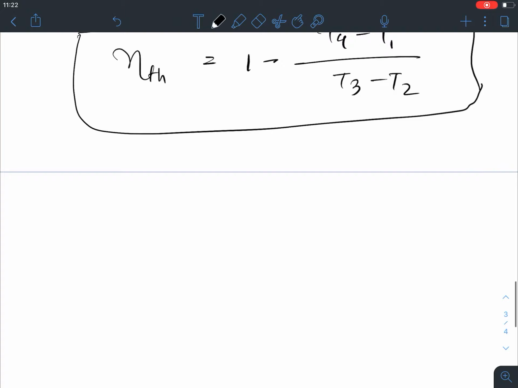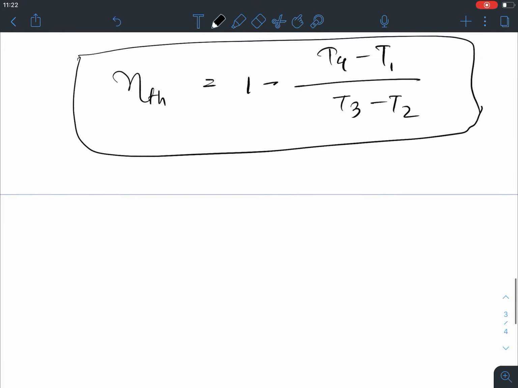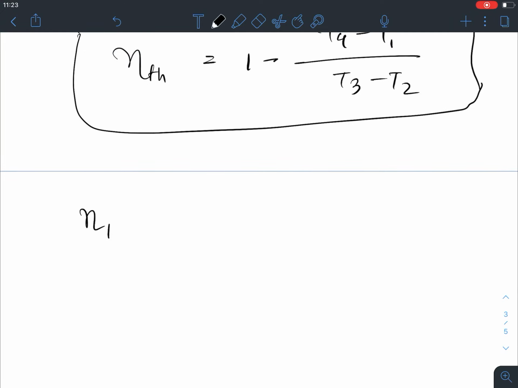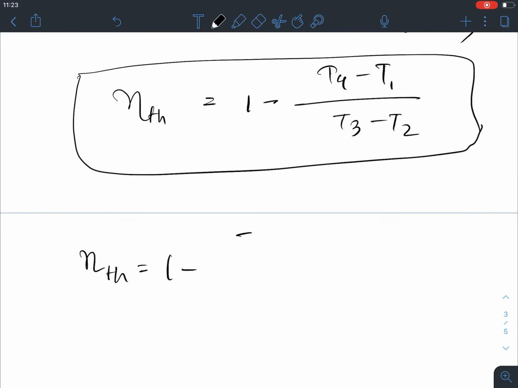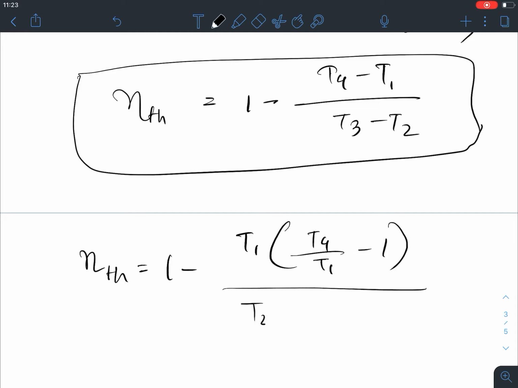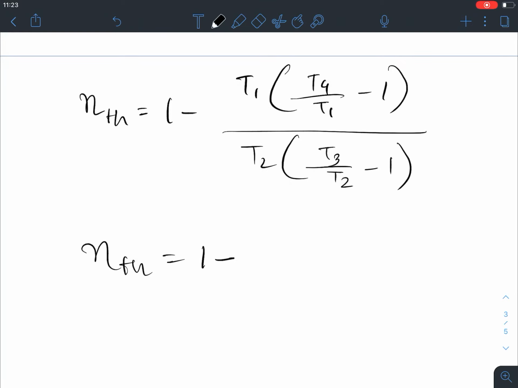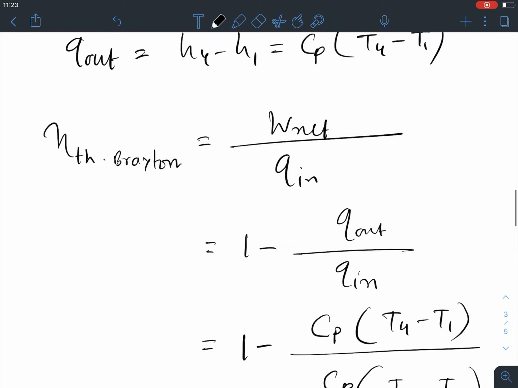However, if we want to express it in terms of the compression ratio, then we have to write this expression differently. If we take T1 out from this expression, it will become T4 divided by T1 minus 1, and then taking T2 out, it will be T3 divided by T2 minus 1, right? So that is the thermal efficiency expression.